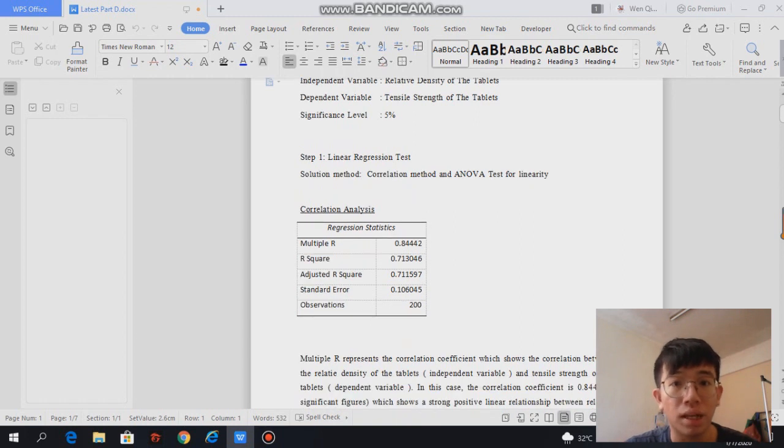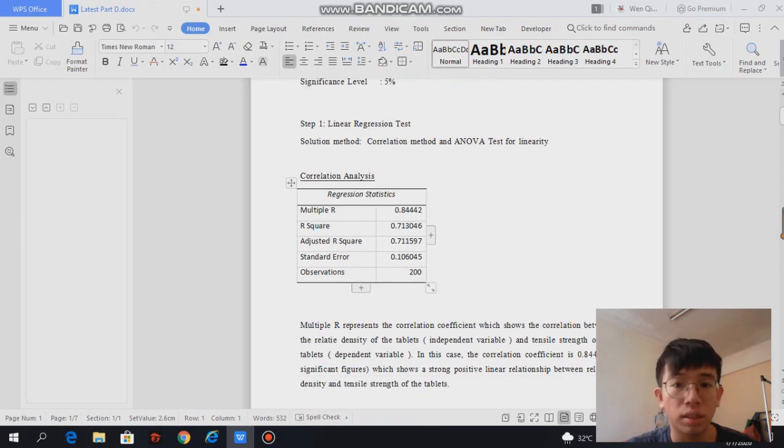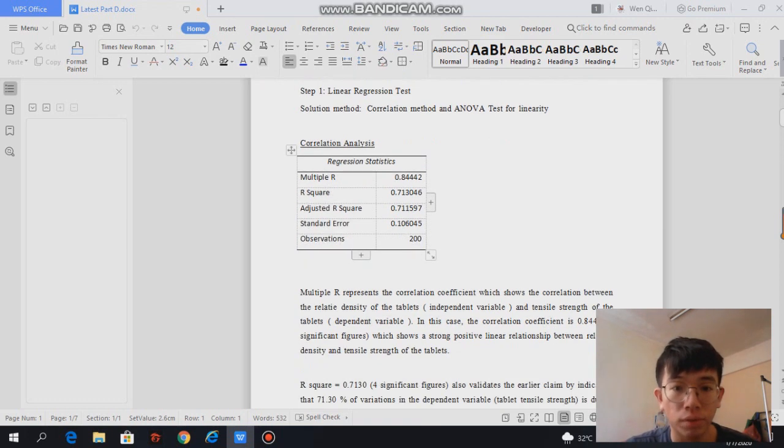After we're done inserting the 200 data points into the data analysis for regression in Excel, this is the result we got. So the first thing is the value of R. In this case, the value of R is 0.8444, which shows a very strong positive linear relationship between relative density and the tensile strength of the tablets.